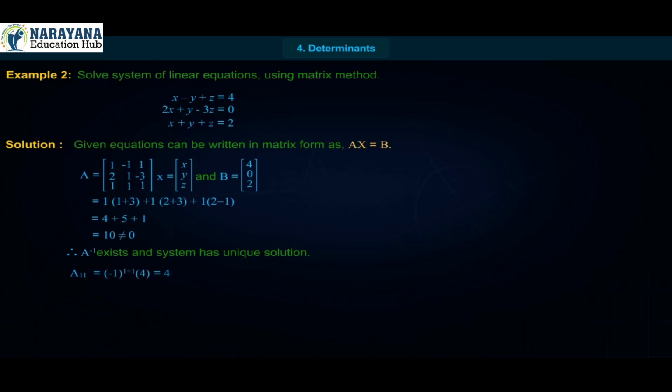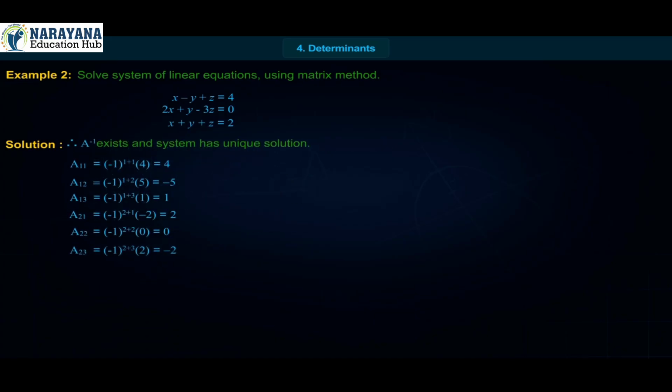A11 = (-1) raised to 1 + 1 into 4 = 4. A12 = (-1) raised to 1 + 2 into 5 = -5. A13 = (-1) raised to 1 + 3 into 1 = 1. A21 = (-1) raised to 2 + 1 into -2 = 2. A22 = (-1) raised to 2 + 2 into 0 = 0.